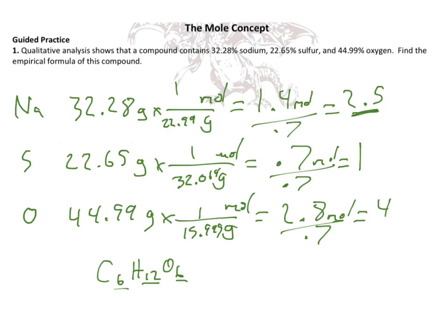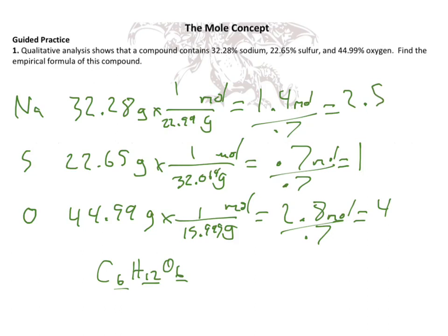So if this were 2.5, what you would do is multiply this by 2 to make it whole, which would be 5. If it were 2.33, let's say, you would multiply it by 3, and that would give us 7. If it were 2.25, you'd multiply it by 4, and so on.